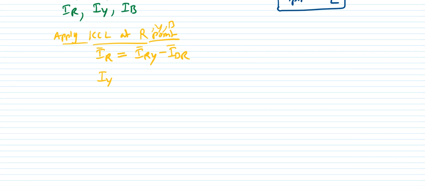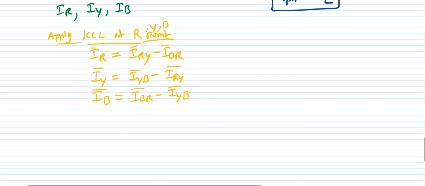So I can write IY equal to IYB minus IRY. Similarly, for the IB line current, it is IBR minus IYB. These are the different values I am writing here. After getting the line currents in terms of the phase currents, I will draw the phasor diagram and try to find out the possible relations.